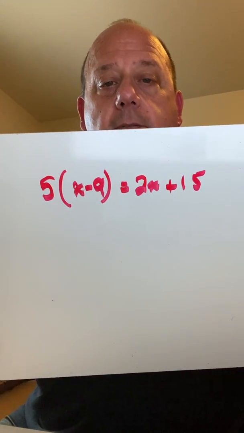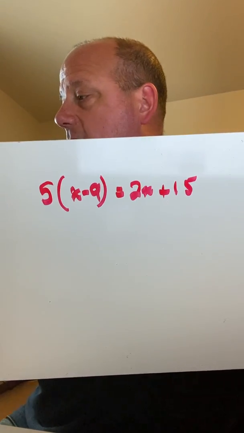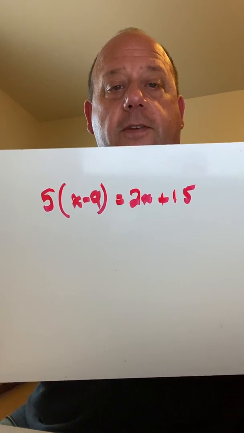First thing that we're going to talk about, number 1, is variables on both sides of the equal sign. So I'm talking about a problem like 5 times the quantity of x minus 9 is equal to 2x plus 15. See if you wrote it right. I'll give you a few seconds. You can pause it and then come to it. Pause is over. All right. 5 times the quantity of x minus 9 is equal to 2x plus 15.